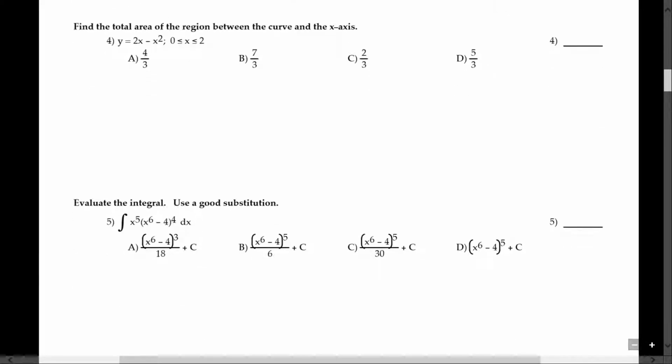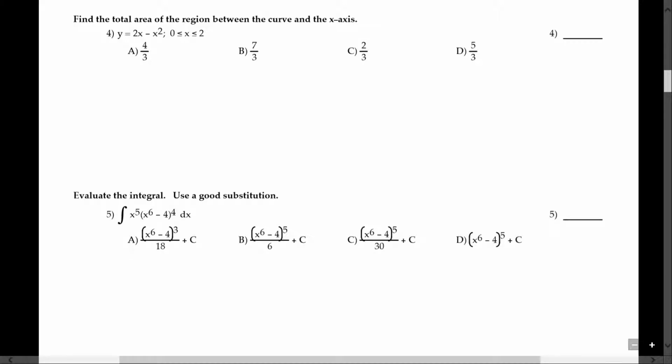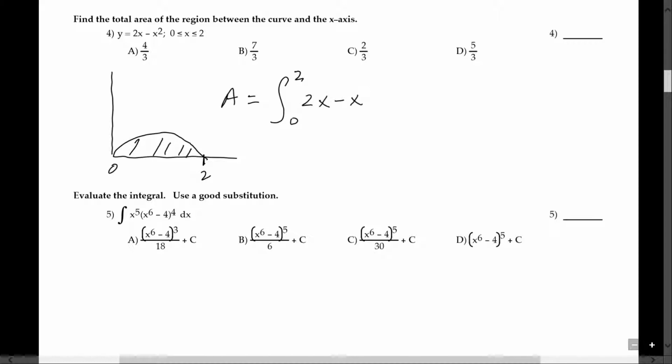Next problem, find the total area between the curve and the x-axis. Drawing a graph of the function between 0 and 2, sort of like this, and we'll find this area. So the area is going to be the integral from 0 to 2, 2x minus x squared dx, which will be x squared minus x cubed over 3 between 0 and 2.